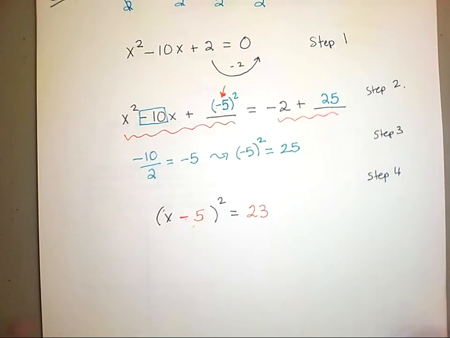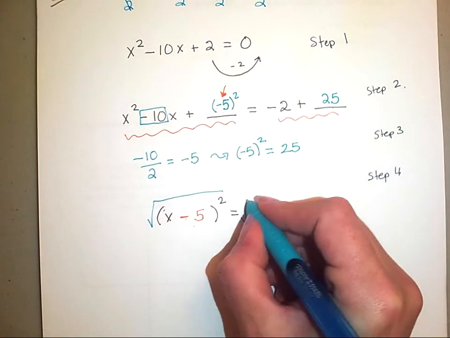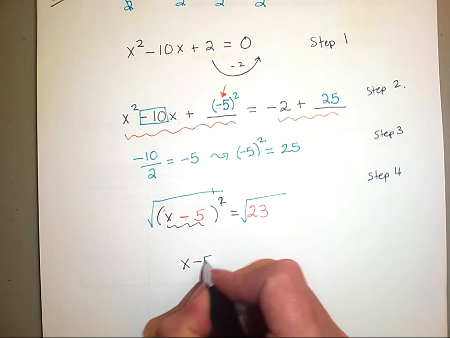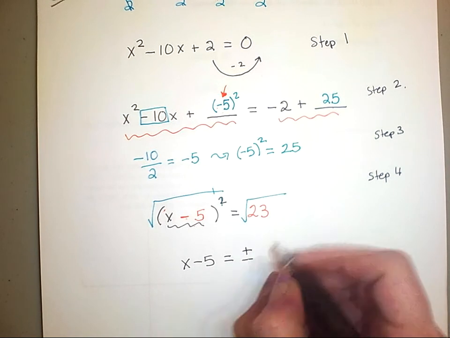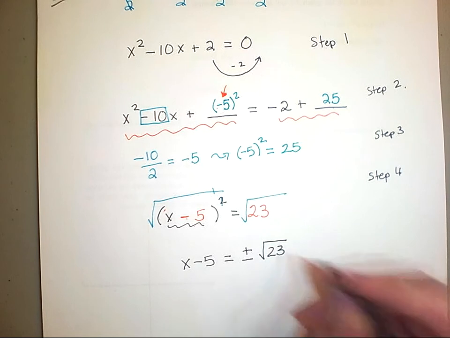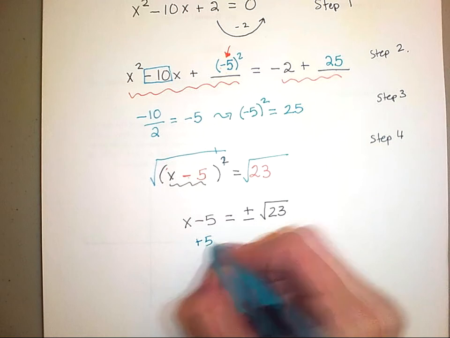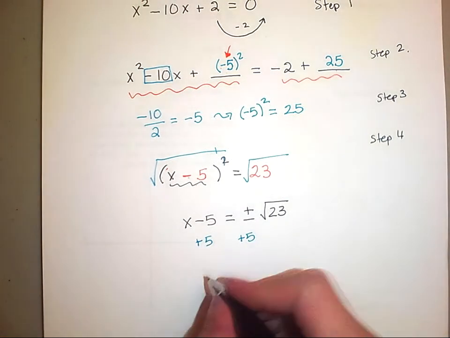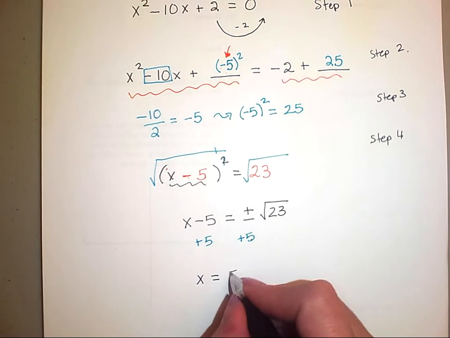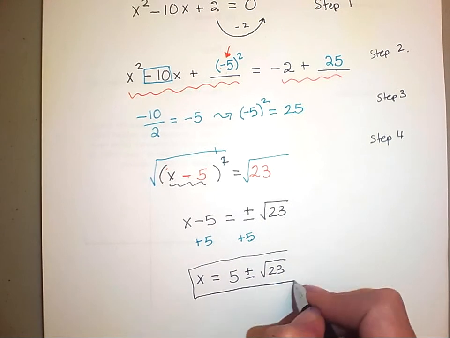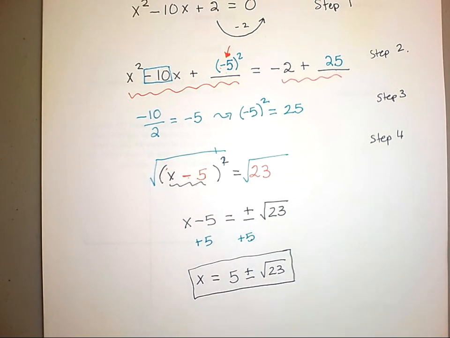And now we're home free. We just take the square root of both sides. The squaring and the square root will undo each other, leaving just x minus 5 is equal to, and don't forget this, plus or minus the square root of 23. 23 is a prime number, so we can't simplify that. Now we just need to solve for x by adding 5 to both sides. So we see that x is equal to positive 5 plus or minus the square root of 23. So we have two answers. They are irrational.